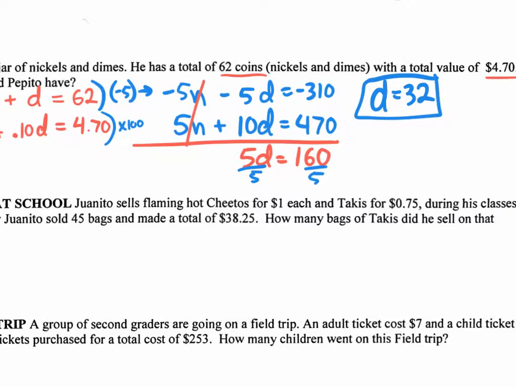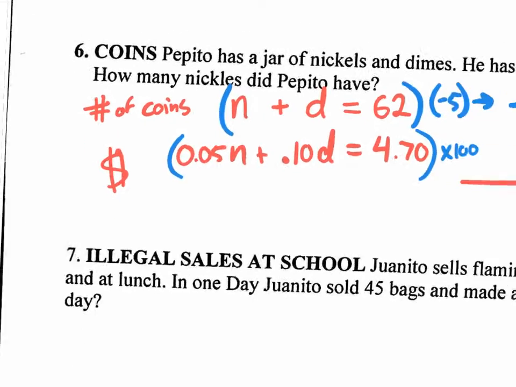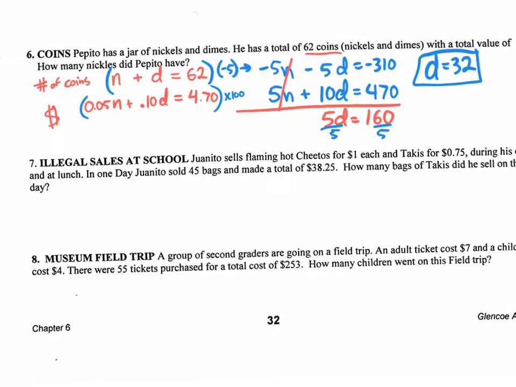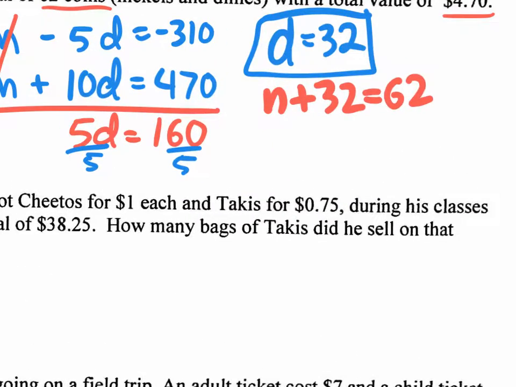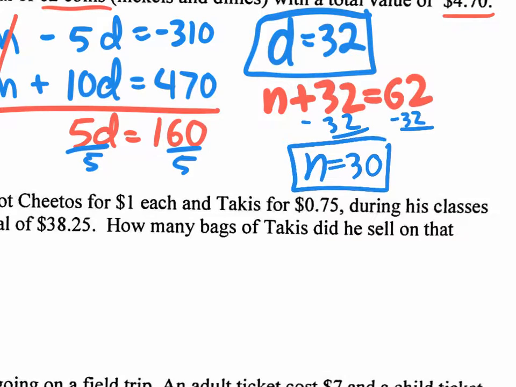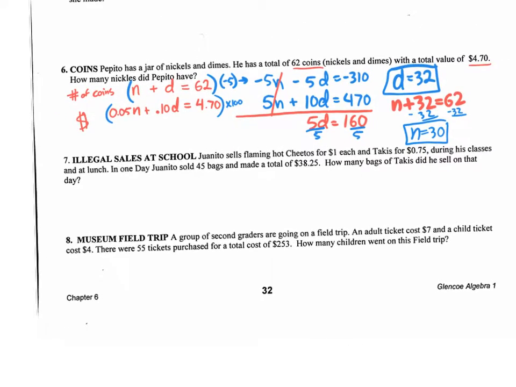So we know we have 32 dimes. And what is the question? They're asking for how many nickels did he have, not dimes. So we still need to take the dime amount and substitute it back in. So plug in that 32 right into the D. So you're going to have N plus 32 equals 62. So I'm going to rewrite that over here. N plus 32 equals 62. And of course, when we solve this, when you subtract 32 on both sides, you're going to get N equals 30. So you did have 30 nickels, or Pepito had 30 nickels.